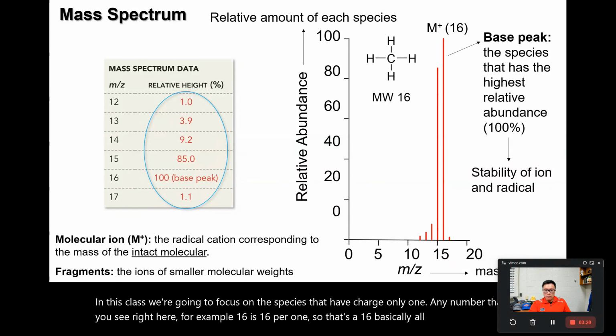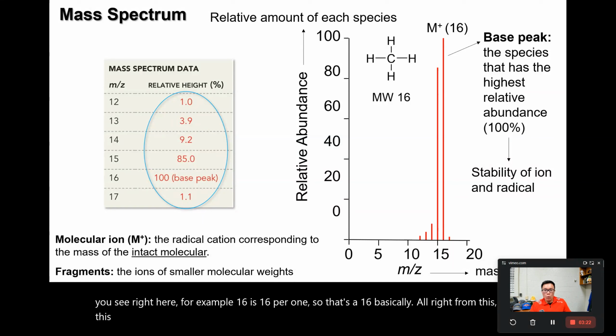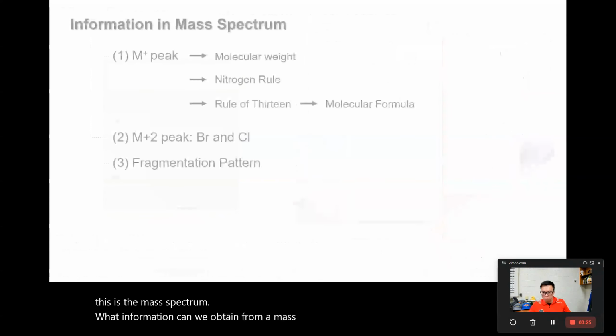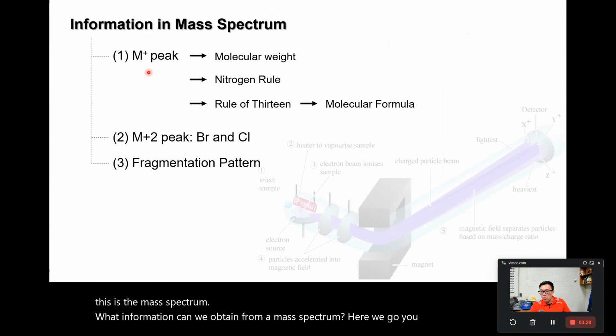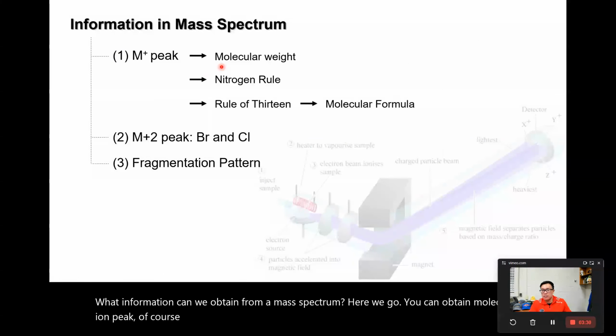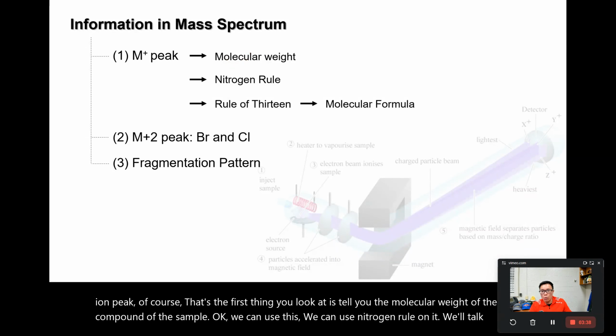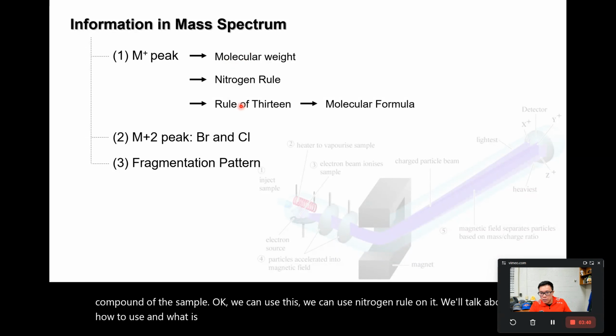All right, so this is a mass spectrum. What information can we obtain from a mass spectrum? Here we go. You can obtain the molecular ion peak. Of course, that's the first thing you look at. It tells you the molecular weight of the compound, of the sample. We can use the nitrogen rule on it. We'll talk about how to use it and what it's for. Rule of 13 will get you to the molecular formula, which is really important.